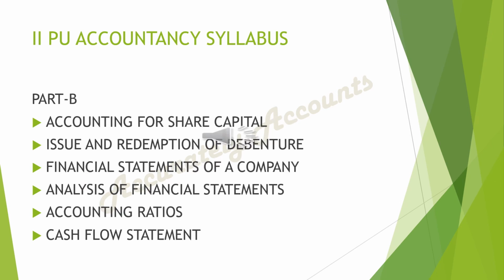The second part is completely related to the accounting of joint stock company. So in Part B, we can observe accounting for share capital, issue and redemption of debentures, financial statements of company, analysis of financial statements, accounting ratios, and cash flow statements.